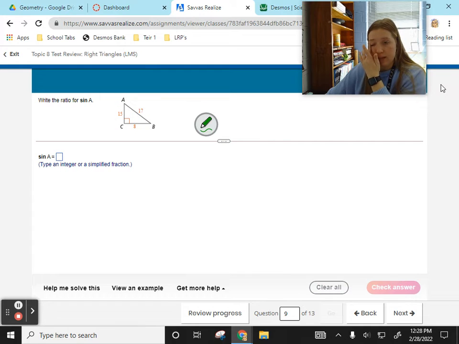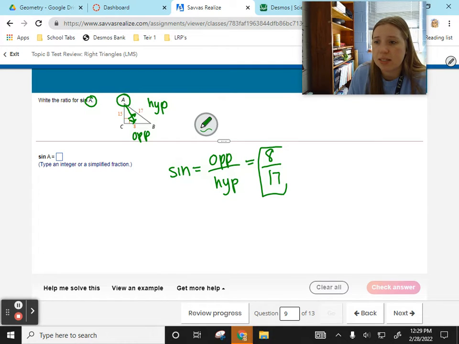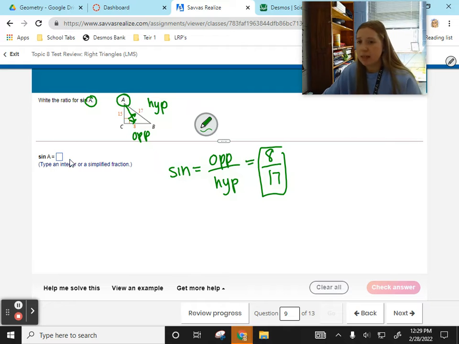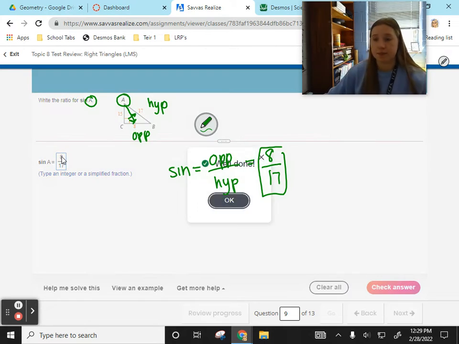My next one, I've got the same picture, but I have different numbers this time. And now I'm using angle A again, but now I'm using sine. So I got to remember that sine is opposite over hypotenuse. Opposite is directly across from. Hypotenuse is that slanted side. My opposite is 8. My hypotenuse is 17. And I'm just going to type my fraction in my answer box. 8 over 17.